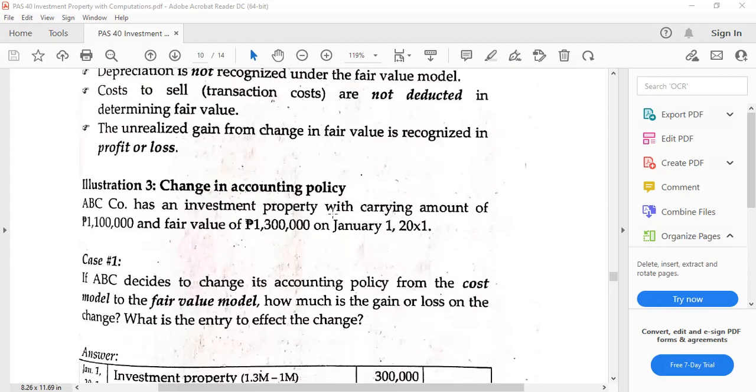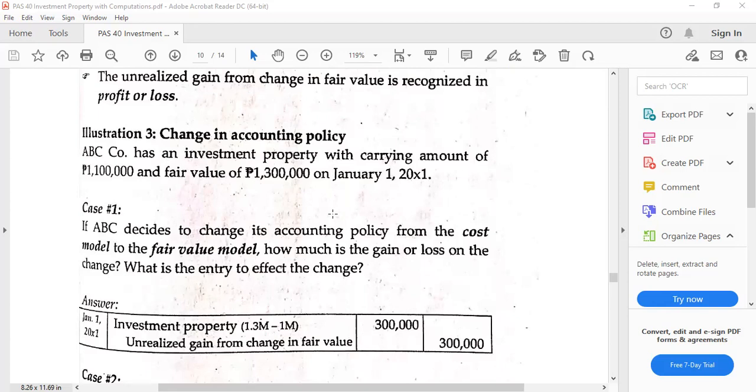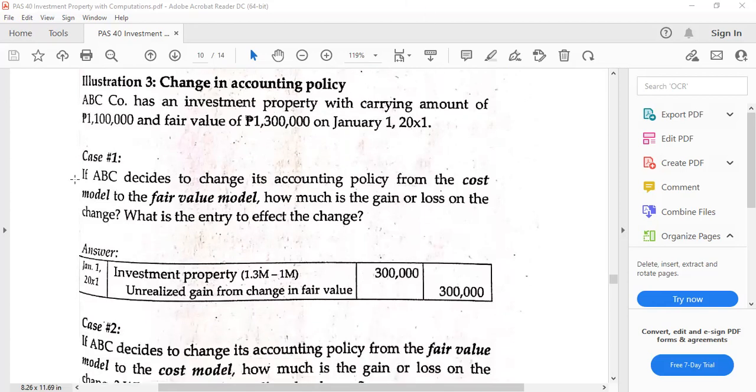What about for change in accounting policy? Carrying amount is 1.1 M for ABC company. Fair value is 1.3 M. Case number 1. What about there is a movement from cost to the fair value model? In that case, we just have to get the difference of the fair value now and then the value also before.